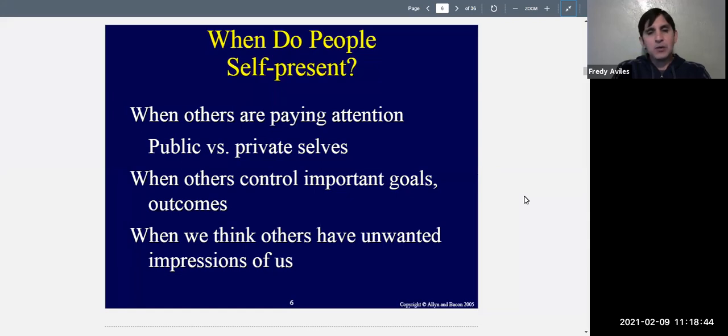But that's part of our private self. People aren't paying attention that much. We don't need to present ourselves as much. We don't need to play the part as much, okay?